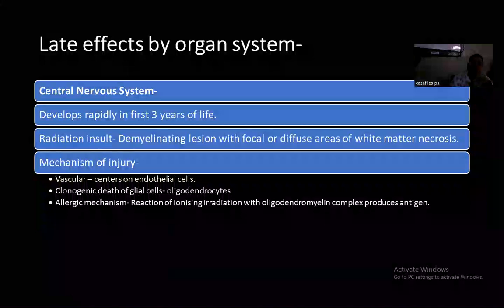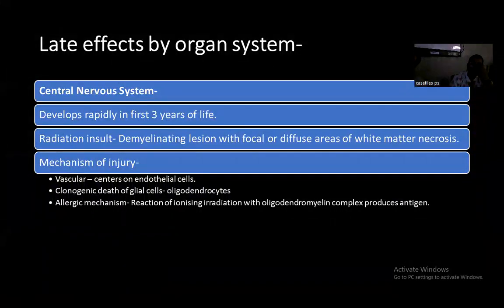Now, late effects by organ system. First of all, we discuss the central nervous system. In the central nervous system, late effects develop rapidly in the first 3 years of life. Radiation insult includes demyelinating lesions with focal or diffuse areas of white matter necrosis.